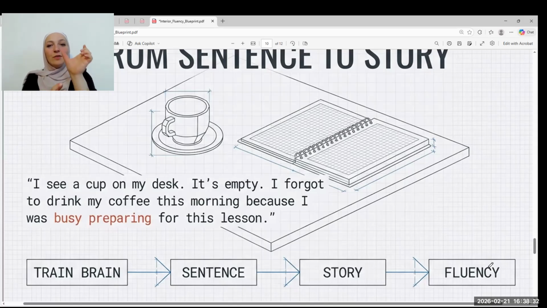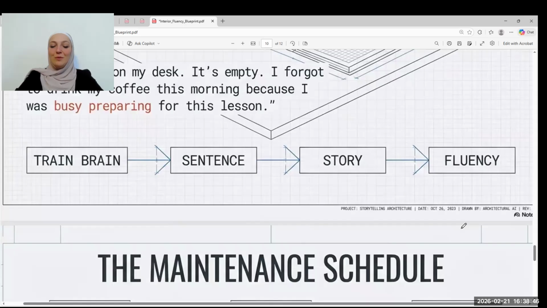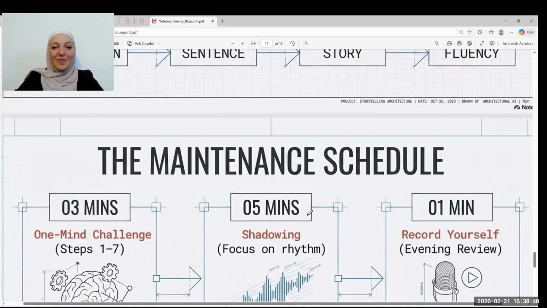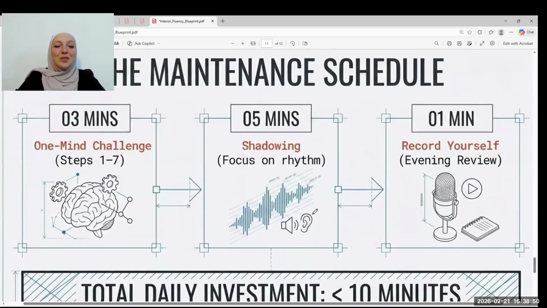I see my cup of coffee on my desk. It's empty. I forgot to drink my coffee this morning because I was busy preparing this lesson. See? Now you guys are fluent speakers. You've done an amazing job doing the story. All right, moving to this one.